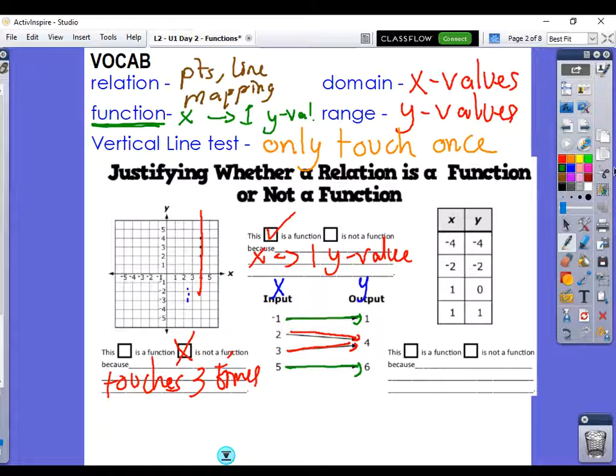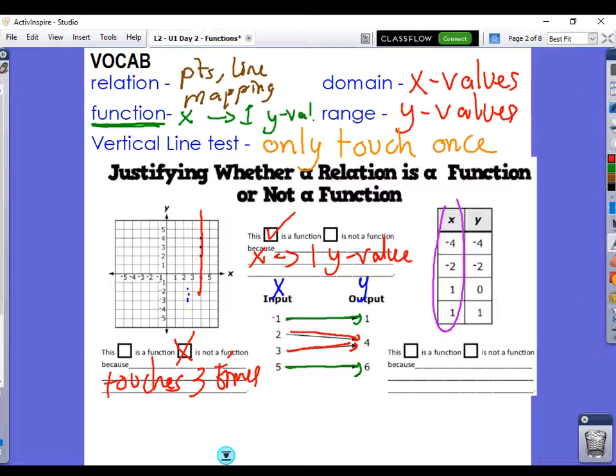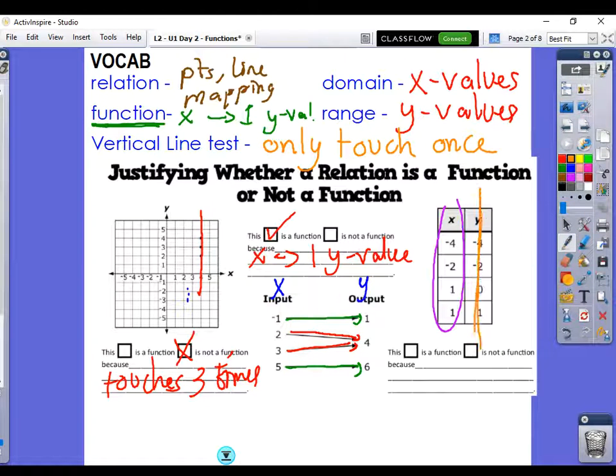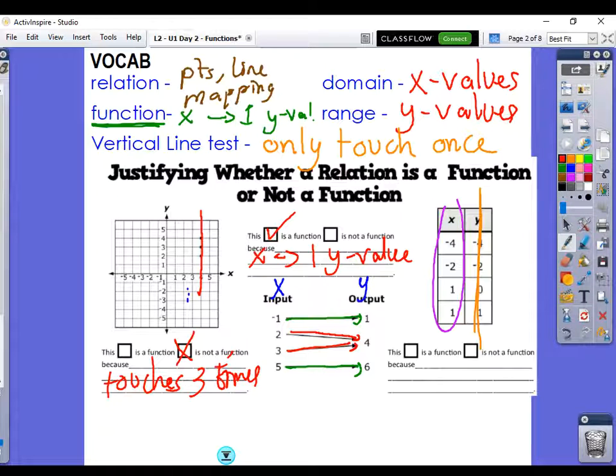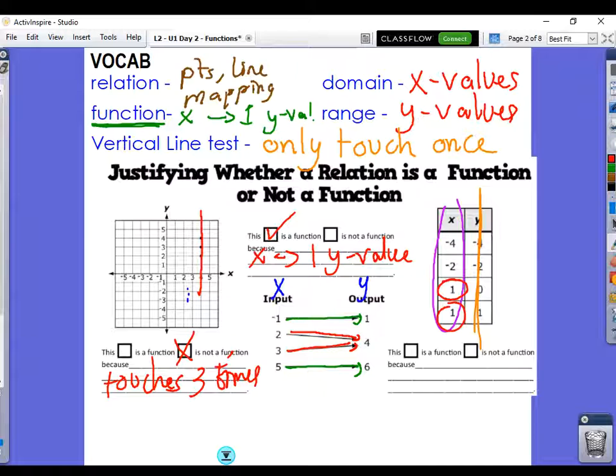The next one, your third one here off to the side, is a table. This is honestly the easiest one, because when you look at your x values, all you care about is your x values. You actually don't care one bit about your y's. When we look at our x values, we actually have some repetition. The ones repeat themselves. Because the ones repeat themselves, this is not a function. Since your x repeats, this is not a function. So that's our first beginning part here, to really determine whether something is a function or not.